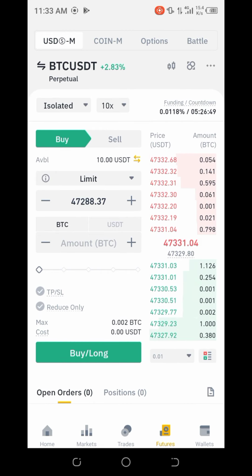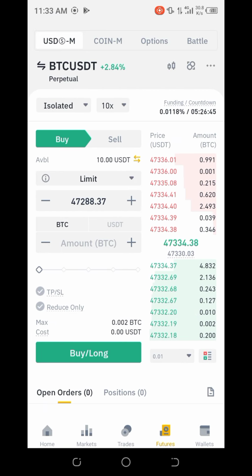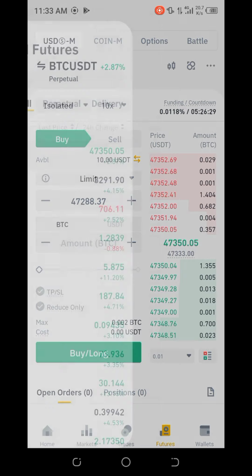You will see this 10 USDT here. Now what you are going to do is set your market up, and now look at this. This is BTC USDT. So you are going to select the very coin that you are going to trade, and in order to do that, you click on these two arrows at the top here.